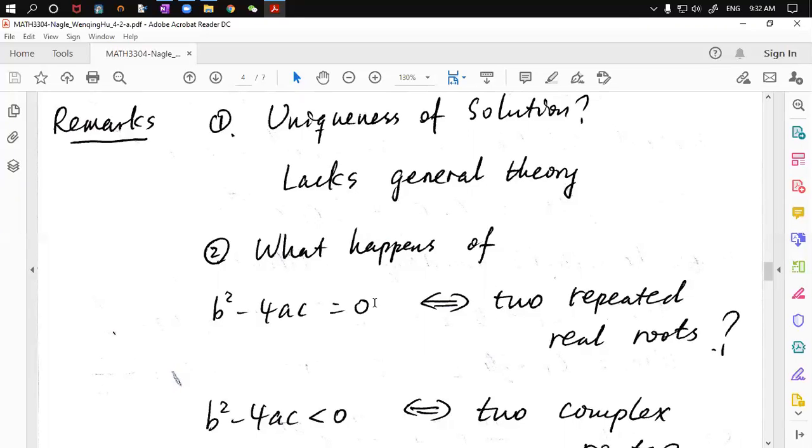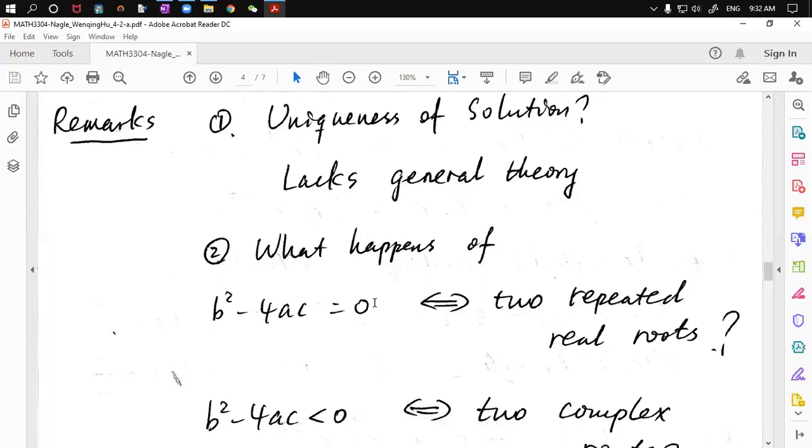So that's the problem: your guessing theory must be grounded on the fact that there is a uniqueness of the solution. So that's very important.